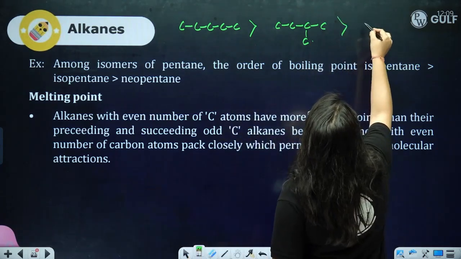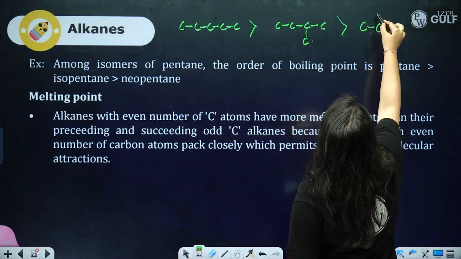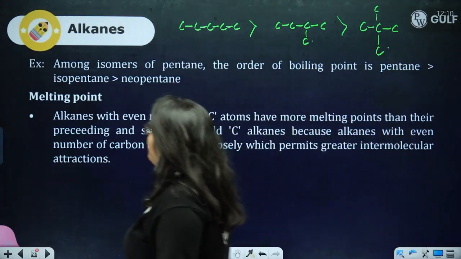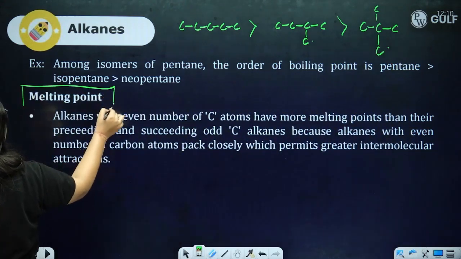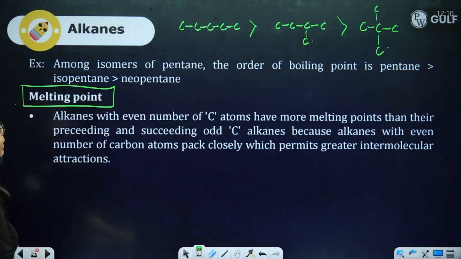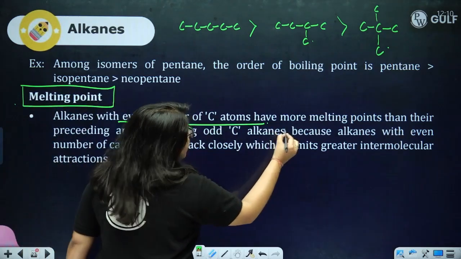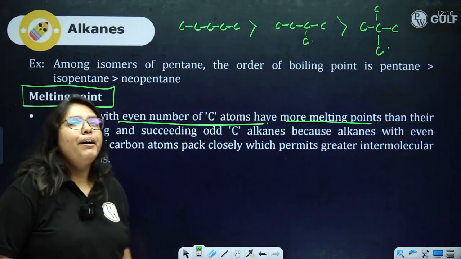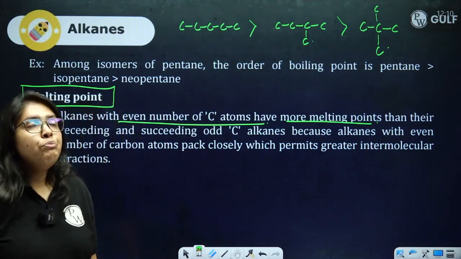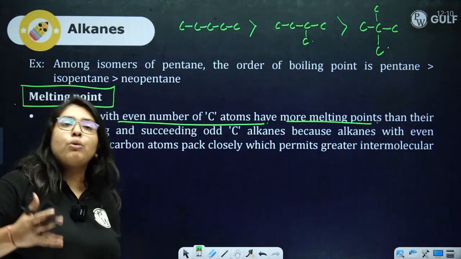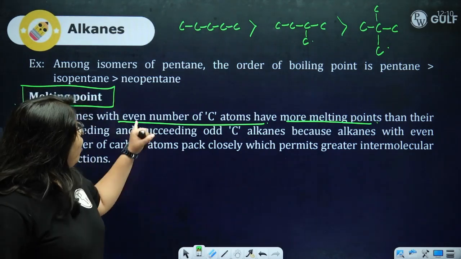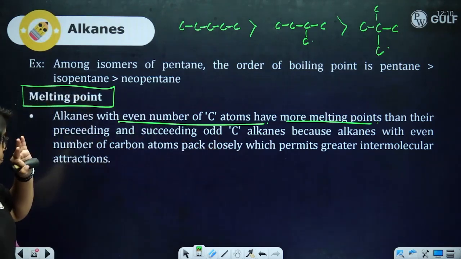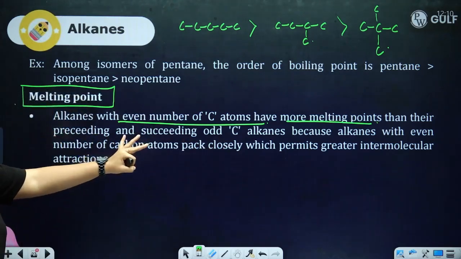Isopentane, and then we have neopentane. The more the branches, beta, the lower the boiling point. Now, when we talk about melting point, alkanes with an even number of carbon atoms have a higher melting point than odd numbers. You can say that melting point is directly proportional to symmetry. The more the symmetry, the higher the melting point. That is why even number of carbon atoms have a higher melting point than odd number of carbon atoms.